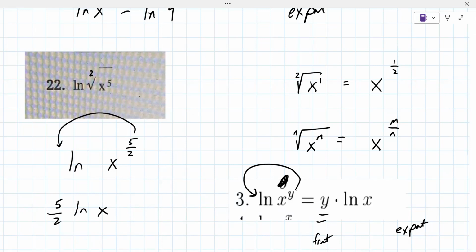The idea with these beginning problems is that you're going to do one property each time, and eventually they build you up to problems where you have to use more than one property at a time. We'll see that in 23.